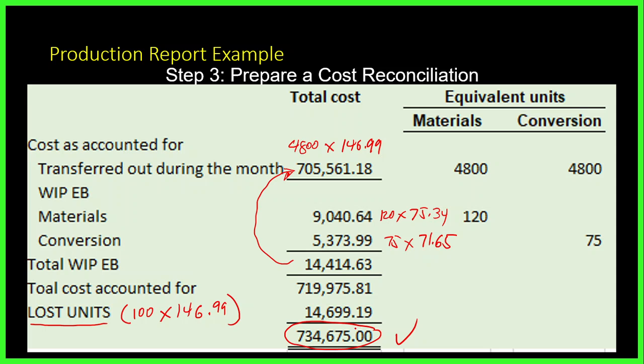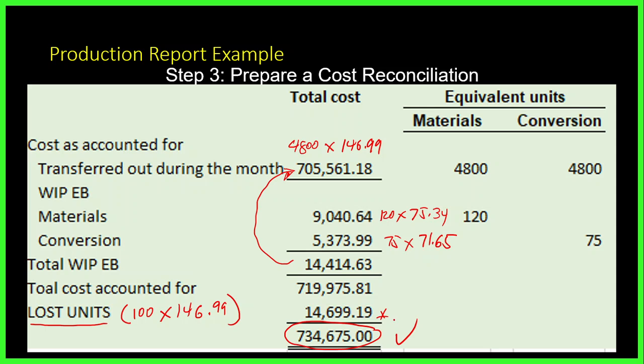But sir, what about FIFO? What you will change is really just the computation of the EUP, and then you do the same procedure. Sir, about the lost units, you have lost units that are normal and abnormal. Now, if this is normal, this cost will be allocated to your inventories, which I will discuss later.